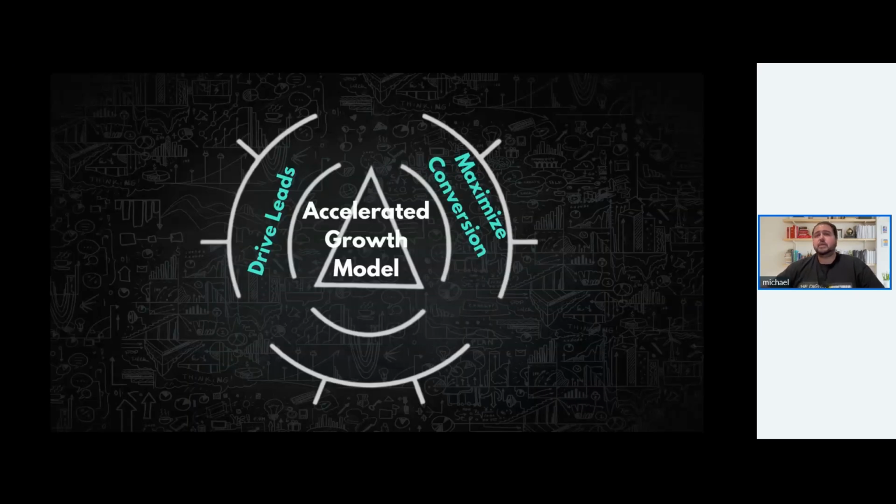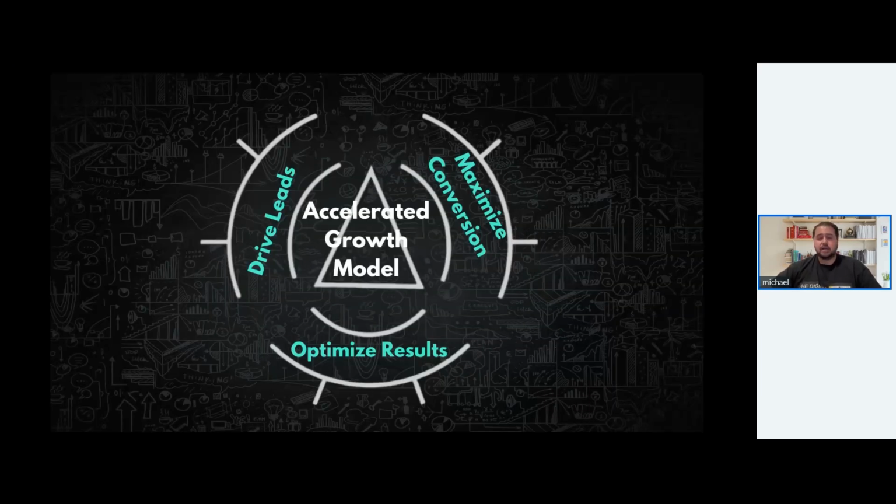The second thing we need to do is maximize conversions. If we're driving leads, but we're not converting the traffic into calls, and those calls into booked jobs, and those booked jobs into converted revenue-generating opportunities, then any marketing strategy that you have in place just isn't going to work, and we won't get the growth that we're really after. You won't see the ROI really paying off.